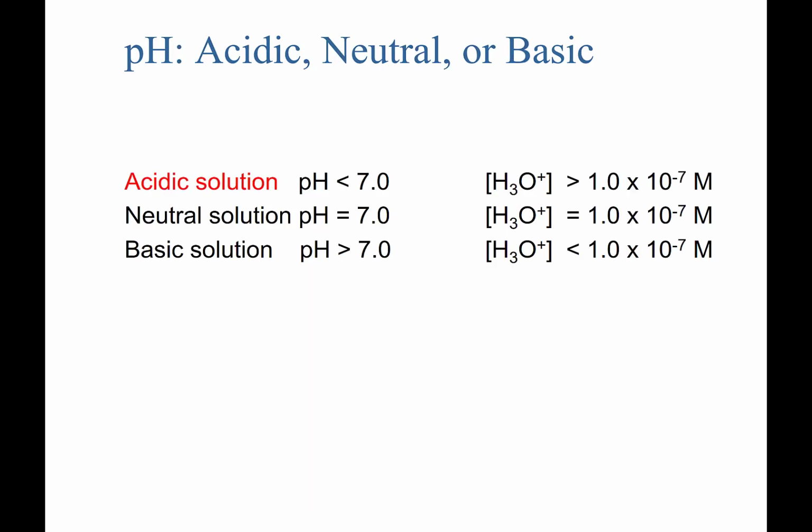All right, so if it's an acidic solution, we said that the pH was less than 7. If it's neutral, it's around 7. And if it's basic, it's greater than 7. That also means that the H3O+ is greater than 1 times 10 to the negative 7 for an acid. We know if it's neutral, the H3O+ is equal to the OH-, and it's 1 times 10 to the negative 7. And if it's a base, that means that the H3O+ concentration is less than 1 times 10 to the negative 7 because there's more OH-.